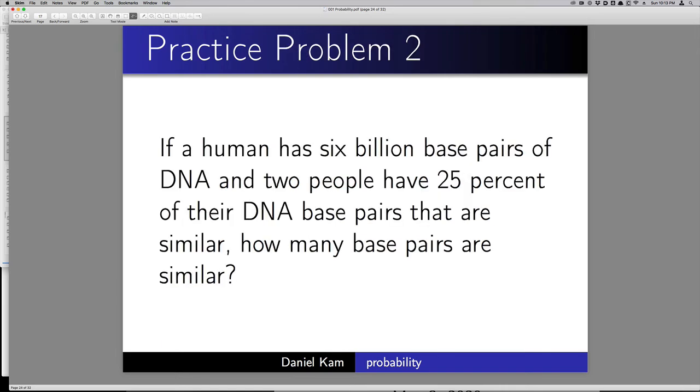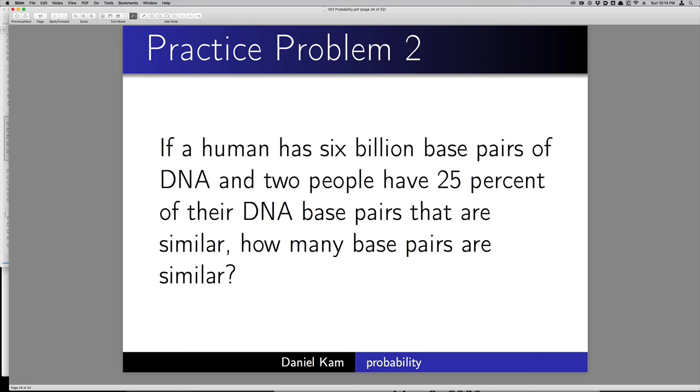Try the second problem on your own. If a human has 6 billion base pairs of DNA, and two people share 25% of their DNA base pairs, and they're similar, how many base pairs are similar? So try and figure this out. You have 6 billion base pairs, and two people share 25% of them. How many do they share? Try and figure it out on your own before I go over it with you together.